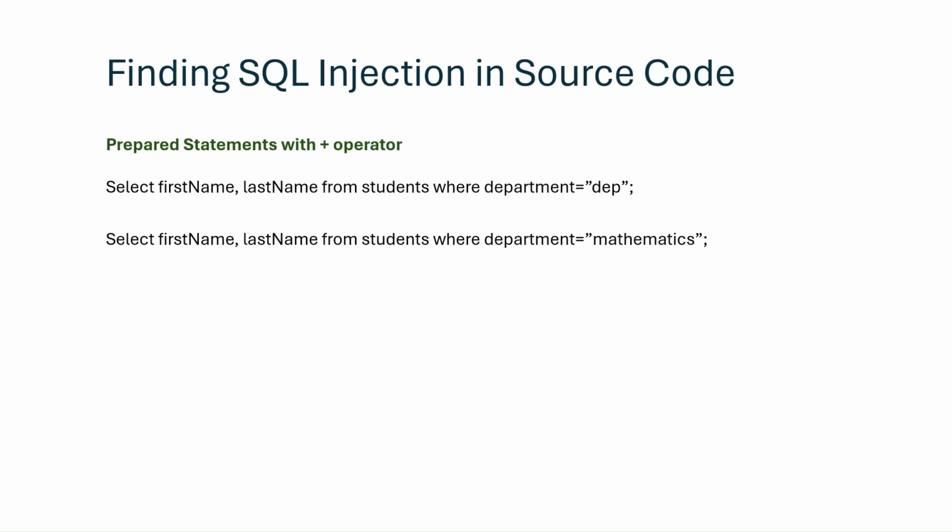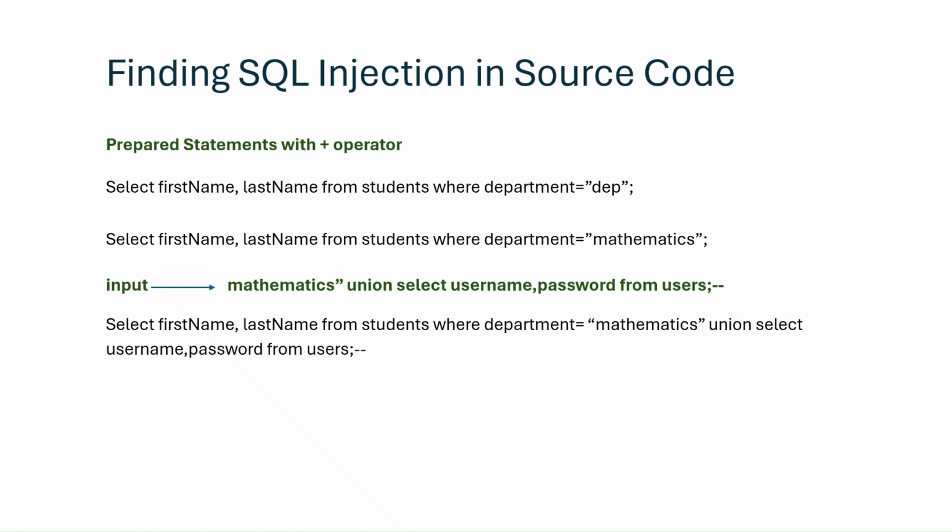However, if an attacker supplies a malicious input, for example mathematics followed by a quote, union, select username, password from users, semicolon, double hyphen, your query will now look like what you see on the screen. This is now a union of two queries, which will be interpreted by the database engine as two queries, with the results consolidated together and returned to the end user or an attacker. And so the attacker will be successful in making the database engine run a union-based query.